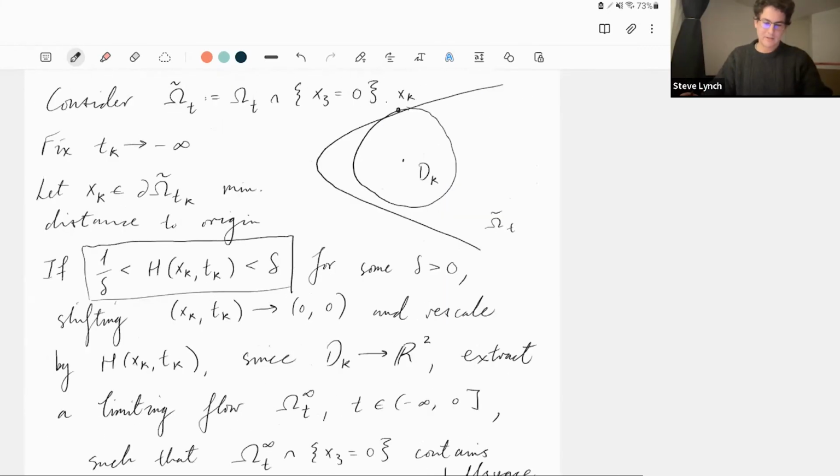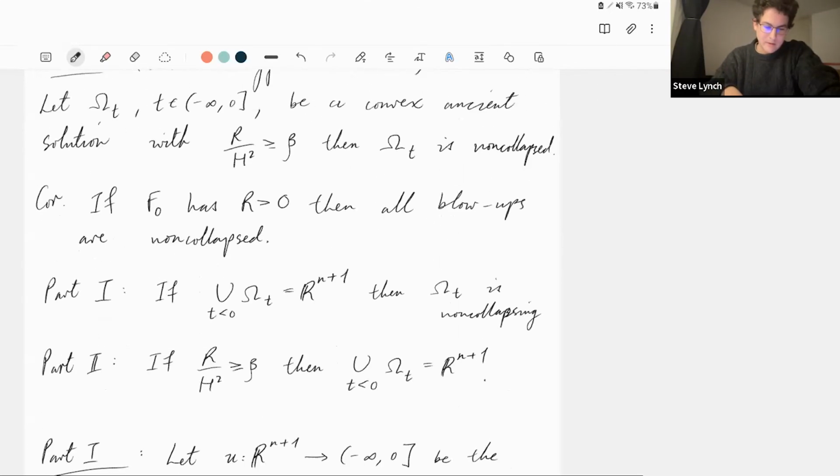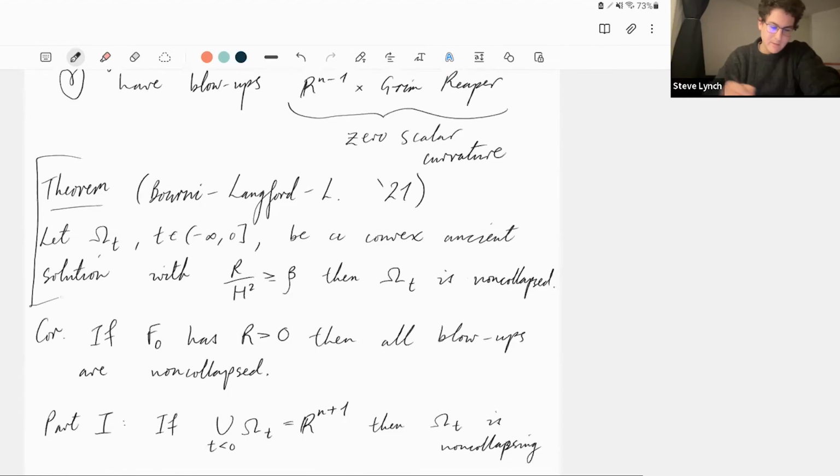Okay, so going back just to remember what we're actually proving, we wanted to show that if you have this scalar curvature pinching, you sweep out all of space. So we assumed not, therefore you sweep out a slab, therefore you find a sequence of points where this inequality is degenerating. And that proves part 2 of the claim. So now putting parts 1 and 2 together, we get the result which I stated in the beginning, saying that all convex ancient solutions with this kind of scalar curvature pinching are actually non-collapsed.